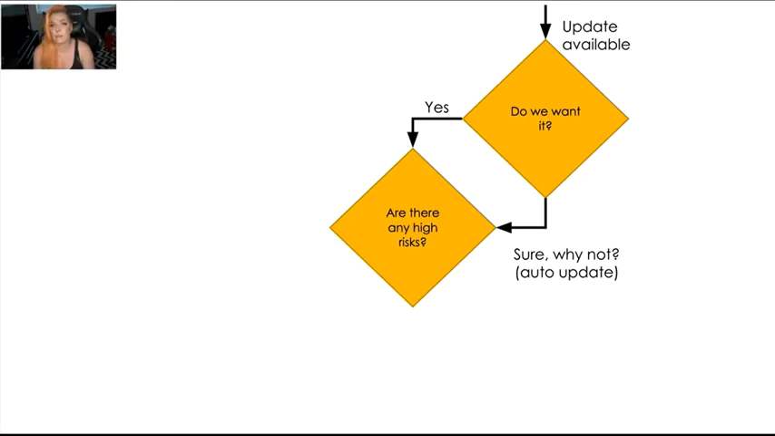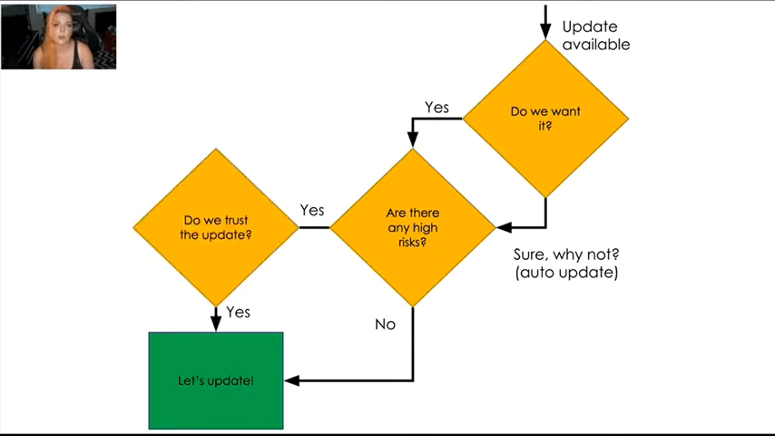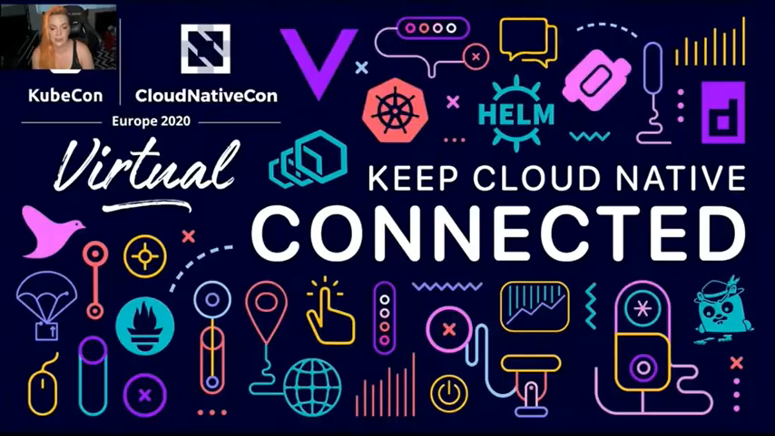Otherwise, are there any high risks? If no, we update. If yes, we've implemented several layers of safety nets in case there's a problem, so we know the update is probably trustworthy. Let's just update it then. Problem solved. Nobody has to think about it. Way better that way. This has been DevOps patterns and anti-patterns for continuous software updates.